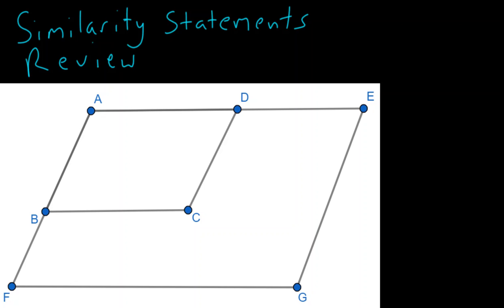Okay, and welcome to our similarity statements review. Now we're going to start out with a fairly easy example here. Let's say that quadrilateral, and sometimes we don't need to draw the shapes or write quad. We can just say that quadrilateral ABCD is similar to, following the same order, AFGE.